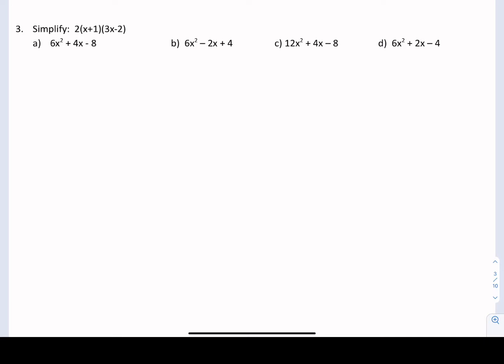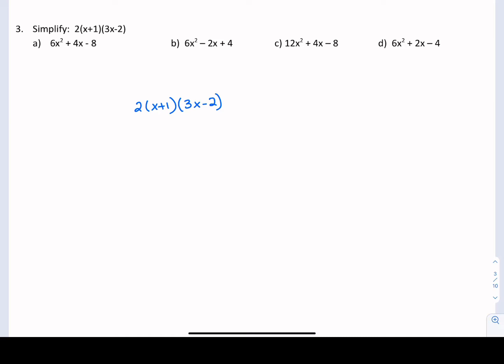We have yet another simplified problem in question number 3, but this time it looks a little bit different. We have 2(x + 1), which really means we're going to multiply 2 by x + 1. And then we have another touching bracket. Because those 2 brackets are side by side with nothing in between them, we know we need to multiply those as well. We have a couple of options here.